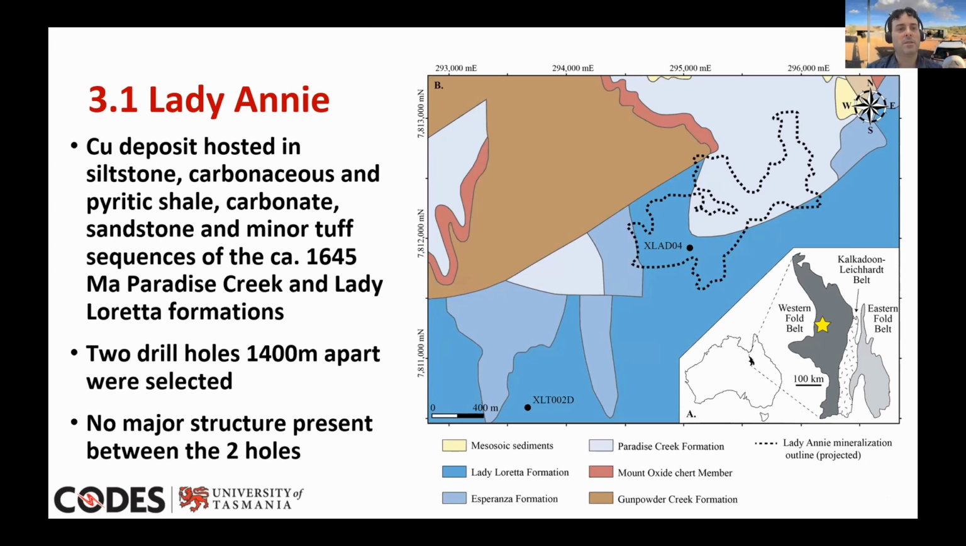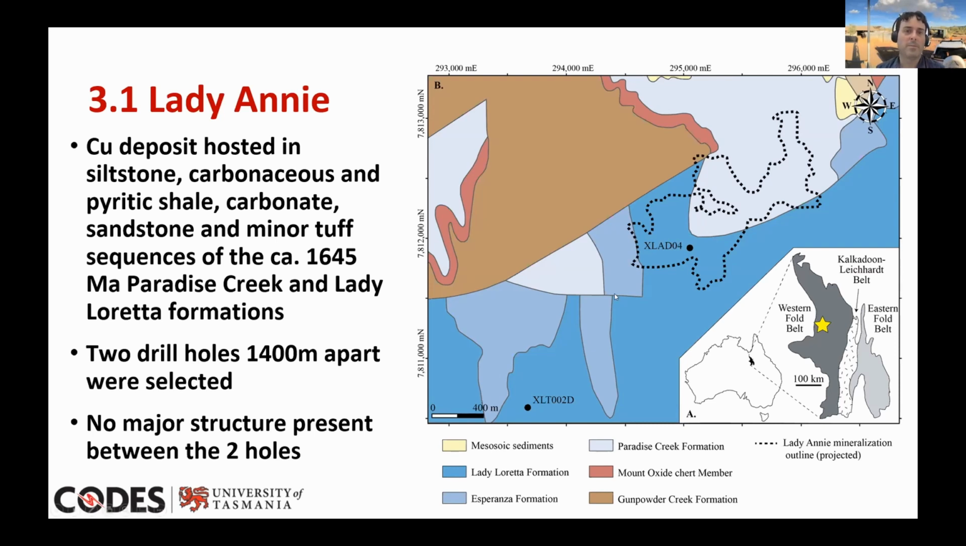So the Lady Annie deposit is a copper deposit. It's hosted in siltstone, carbonaceous and pyritic shales, carbonate, sandstone, and minor tuff sequences. And this is what you can see on the map on the right. It's all in the blue colors. The age is around 1645 million years, and it's hosted in the Paradise Creek and Lady Loretta formations. So for the study, what we did is took 2 drill holes that were 1.4 kilometers apart. There were not many major structures between the 2 holes, and we wanted to test the difference in carbonate chemistry between carbonate veins in the mineralized area versus in the distal hole.